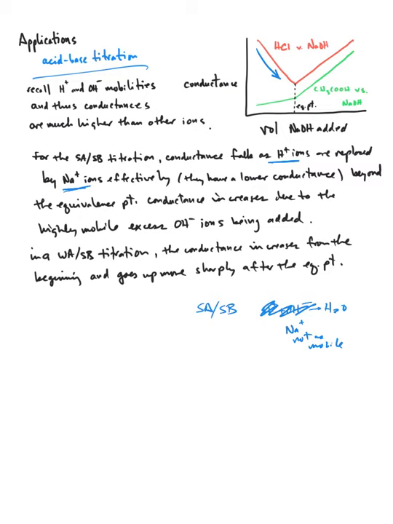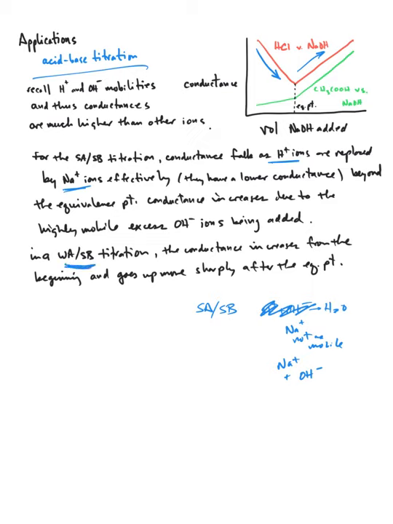Once you reach the equivalence point, you're just adding basically 2 ions. You're adding 2 ions for every formula unit, and so the conductance, as you might expect, is going up very steeply. In fact, I probably should have drawn it more steep than the HCl was going down.